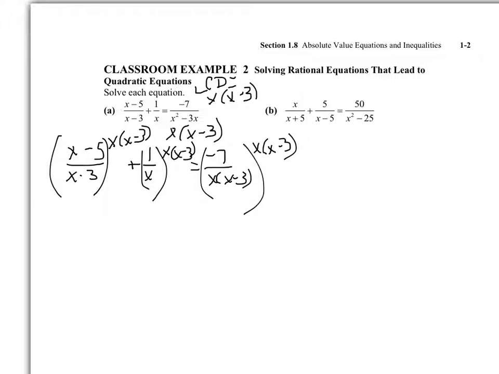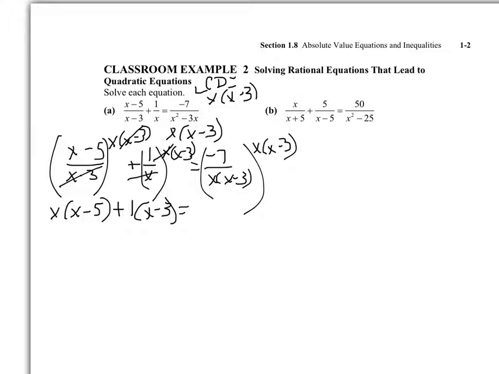Our first fraction, the x minus 3's, will cancel, and I'm left with x minus 5 times x, which means I'm going to need to use the distributive property. I'm going to put the x first and then the x minus 5 in parentheses, and we'll distribute that in just a moment. Second fraction, the x's are going to cancel, and that means I'll be left with plus 1 times x minus 3. We'll distribute that in just a moment.